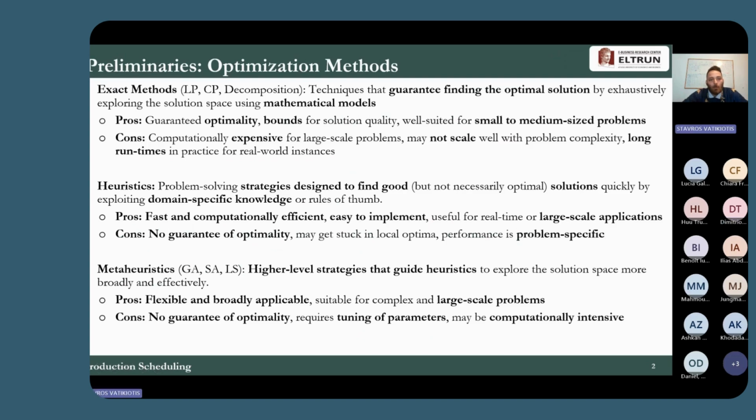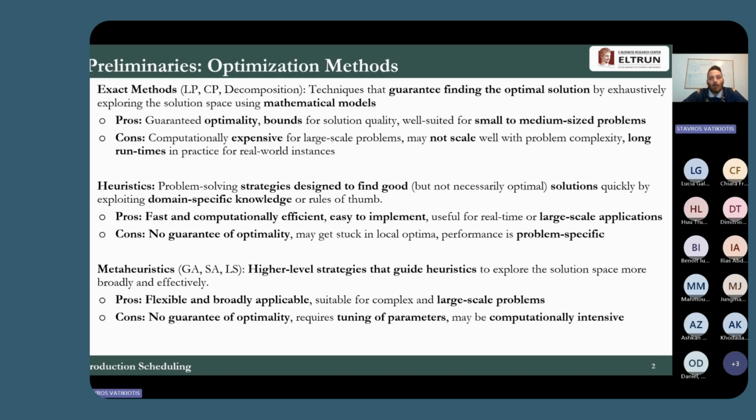I have included some background regarding optimization methods, which may be distinguished in three main categories. We have exact methods like linear programming or constraint programming. These are techniques which guarantee that they will eventually find the optimal solution using mathematical models. In terms of their advantages, they guarantee that they will find the optimal solution, of course, needing much time. But even when they don't find the optimal solution, they provide bounds for solution quality, responding to the question whether the solution found is good or bad.